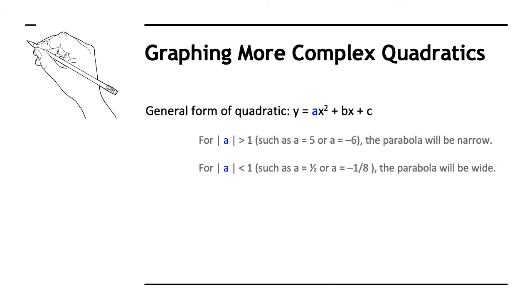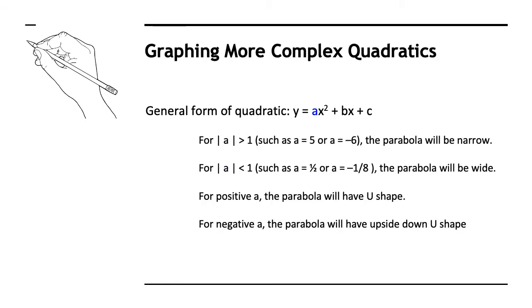For the absolute value of a greater than 1, such as a equals 5 or a equals negative 6, the parabola will be narrow because it grows more quickly, 5 times as fast or 6 times as fast respectively in the case of our sample values of a. When the absolute value of a is less than 1, such as a equals 1/2 or a equals negative 1/8, the parabola will be wide because it grows more slowly, 1/2 as fast or 1/8 as fast respectively in the examples.